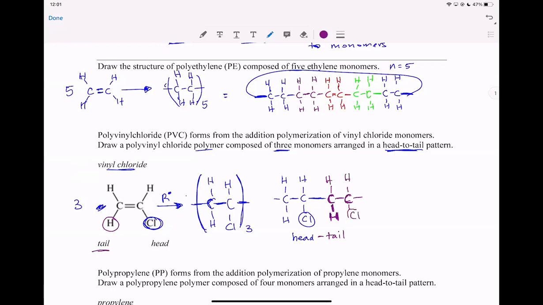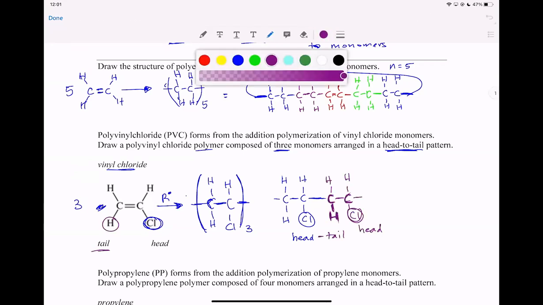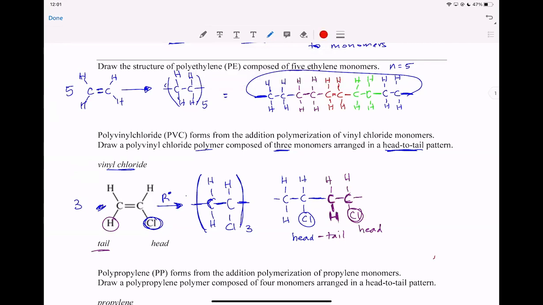So the head of this purple needs to be bonded to the next monomer, which I'll do in a different color, red. Those 2 carbons have a single bond between them, and then the rest of it are those 4 bonds. There are 1, 2, 3, and this is the tail, which is the hydrogen. Remember, tail is the hydrogen. And so that means the chlorine is on the other carbon. So that's a head to tail pattern. And there's 3 monomers, 1, 2, 3, in those different colors.